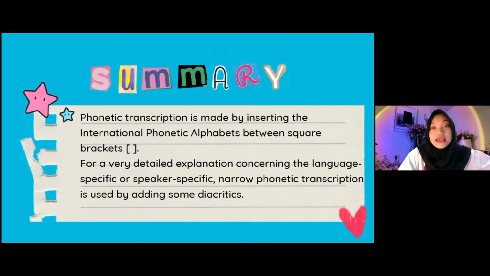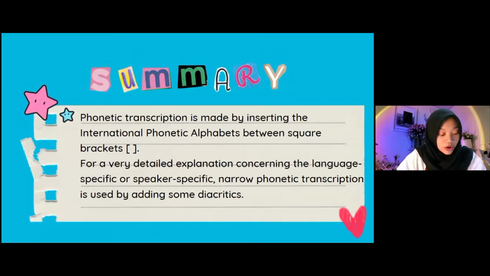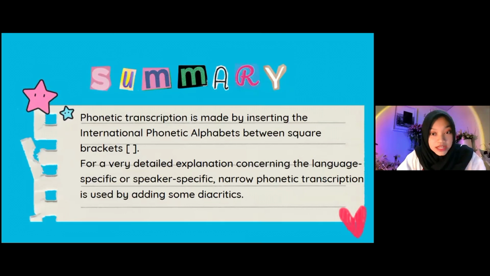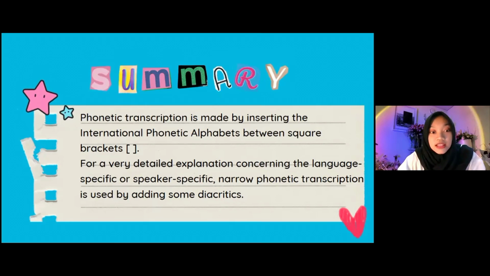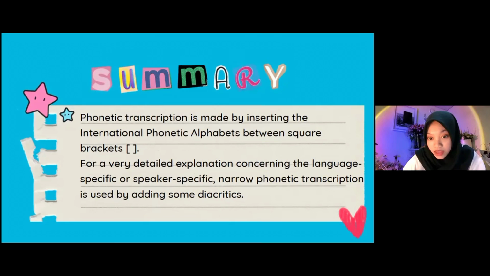And the last thing about our presentation is the summary. So phonetic transcription is made by inserting the International Phonetic Alphabet between square brackets. For a very detailed explanation concerning the language-specific or speaker-specific, narrow phonetic transcription is used by adding diacritics.